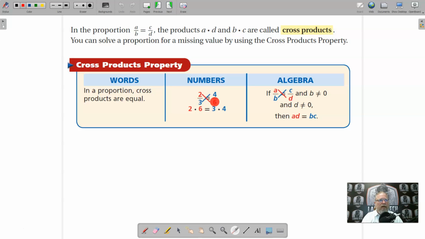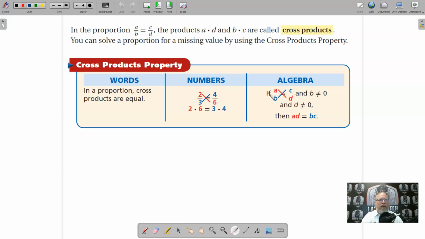So 2 times 6, numerator of the first, times the denominator of the second on the left, and 3 times 4, the denominator of the first and the numerator of the second. We're going to put that on the right. 2 times 6 is 12. 3 times 4 is 12. So we know that 2/3 is indeed equal to 4/6.